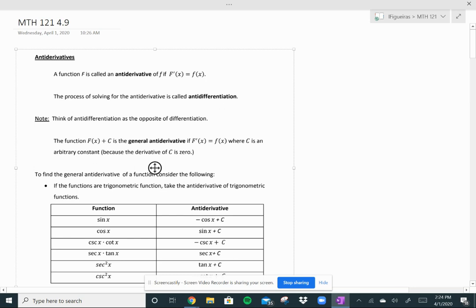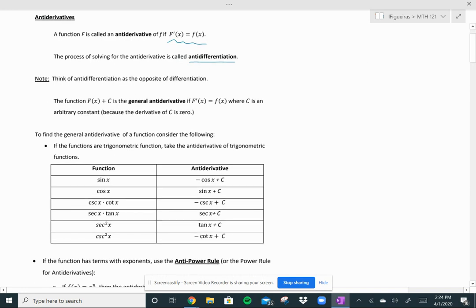Hi, this lesson is on antiderivatives. The prefix anti means not or the opposite. So antiderivative is pretty much the opposite of the derivative. The process of finding the antiderivative is called antidifferentiation. If we call a function capital F the antiderivative, then the derivative of the antiderivative is equal to the original function. So let's look at some specific antiderivatives here.